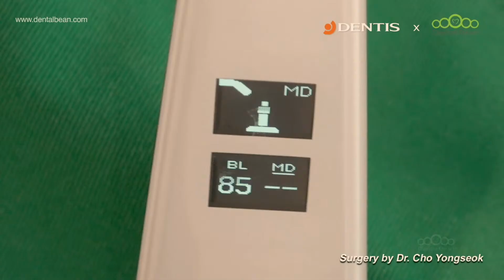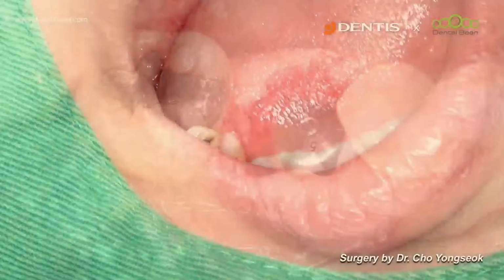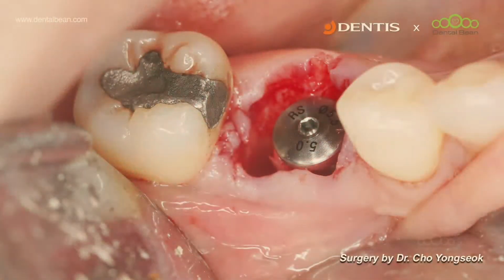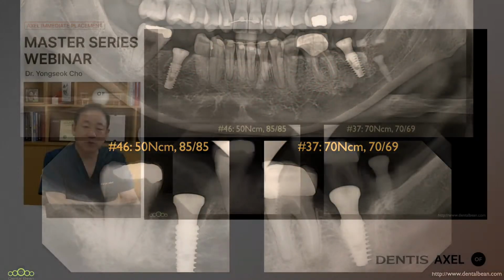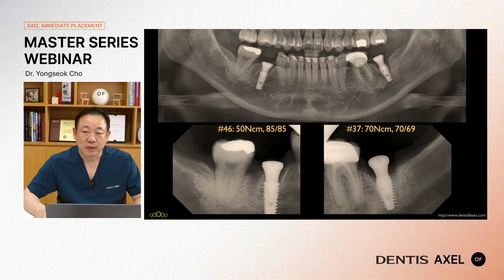ISQ value was good and connected healing abutment. Okay, surgery finished. This is POP, panoramic and peripheral view. Everything looks good. Implant well positioned, and every implant has strong stability.